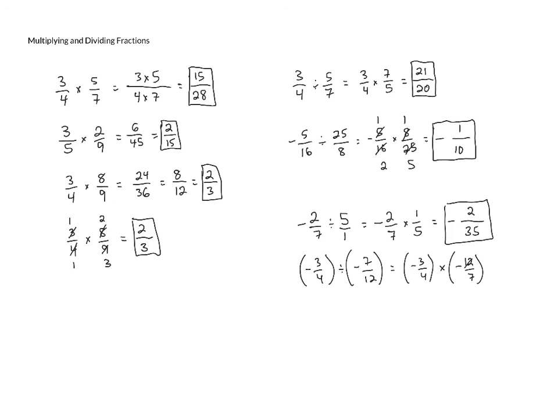If you look at the 12 and the 4, both of those are multiples of 4. If we reduce by a factor of 4, that leaves us with 3 and 1. And then when we multiply, we've got 3 times 3 is 9 in the top, 1 times 7 is 7 in the bottom, and a negative times a negative is a positive, so we're left with +9/7.